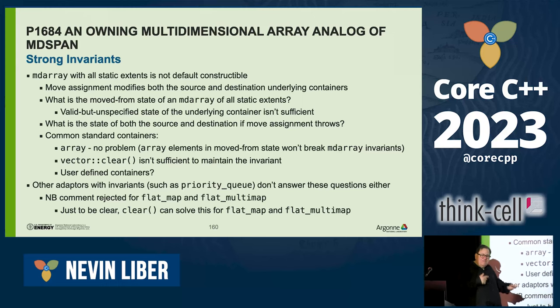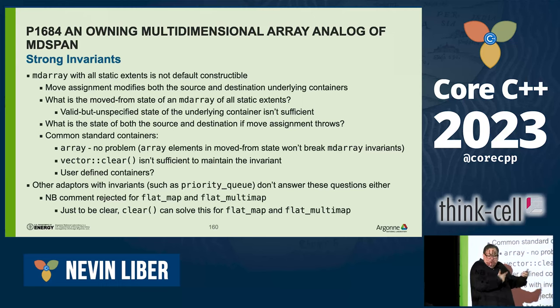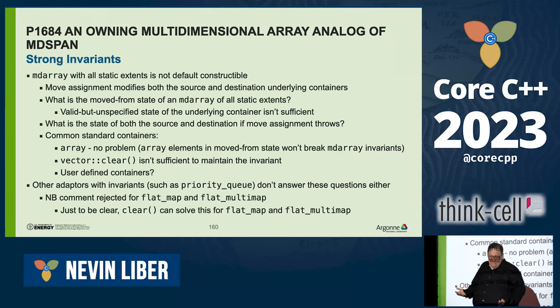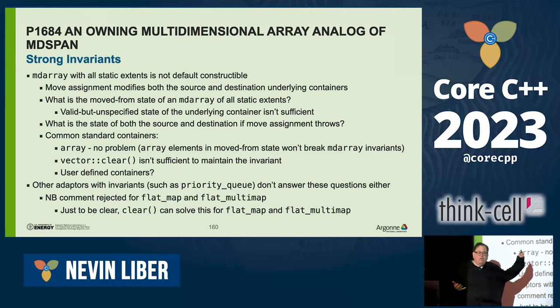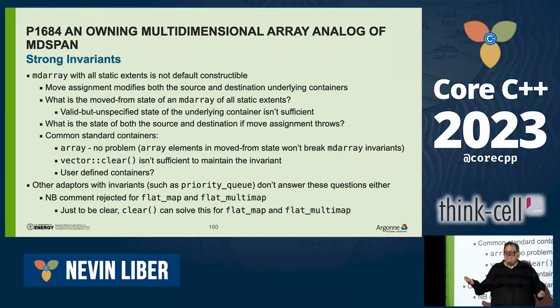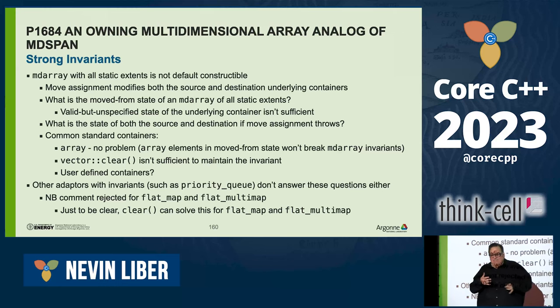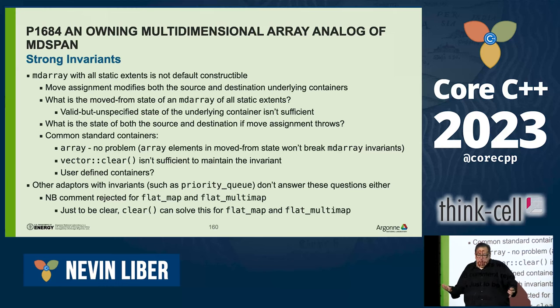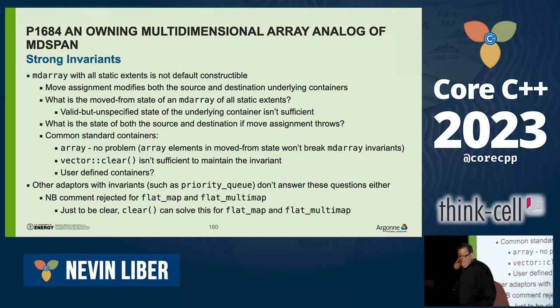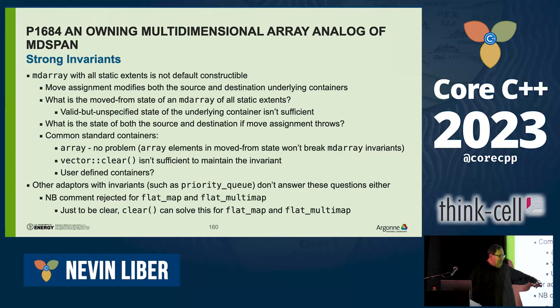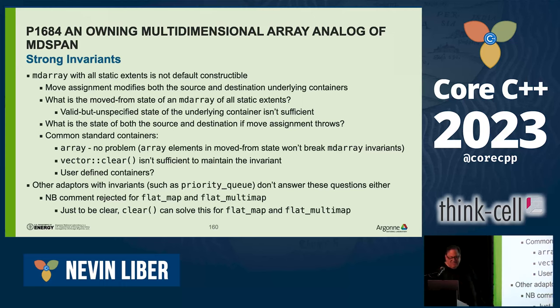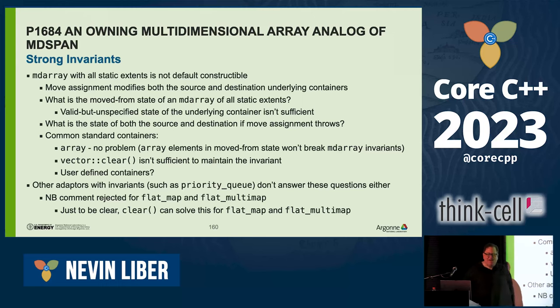And vector clear doesn't throw, right? So flat_map can get away with things like vector clear to maintain their invariant. Priority queue, when they added move, nobody bothered. It doesn't say anything, and I'm pretty sure none of the implementations actually try, because priority queue has to be in its heap order. There's no guarantee a moved-from thing that's adapting is either clear or remains in heap order. There's no requirement. I tried to get this fixed for flat_map and flat_multimap. I got rejected. But to be clear, clear can solve this for flat_map.